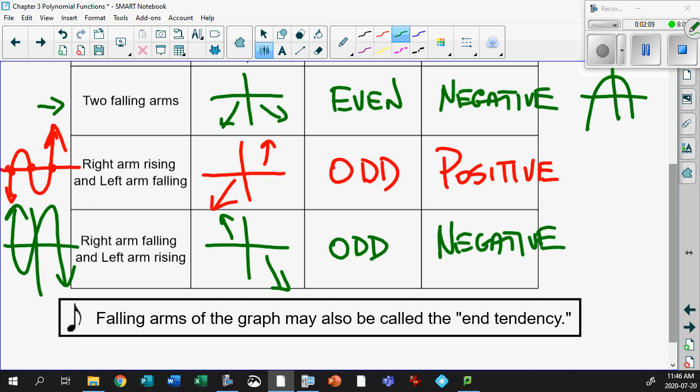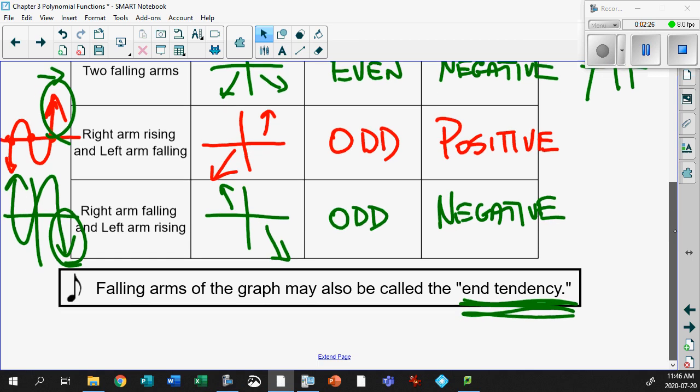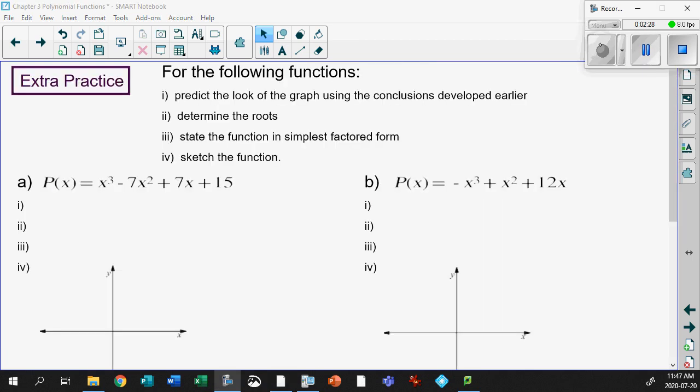Always think about what is the end tendency here. And that's what we call it right here. The end tendency. What is the end tendency? What is the end part of the graph doing? And that'll tell you a lot of different things about the graph. All right, so with that all in mind, let's go on to the next question.